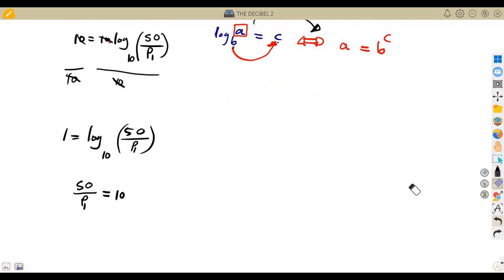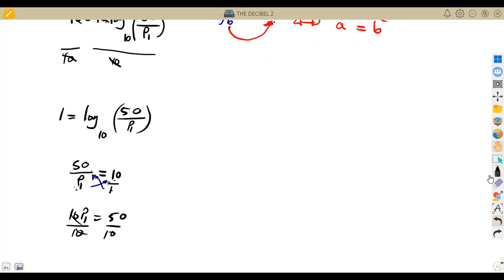So we can simply cross multiply because this is the same as over 1, so that we can solve for P1. By cross multiplying, 10 times P1 is going to be 10 P1, and 50 times 1 is 50. So to find P1, just divide by 10 on both sides. So P1 is going to be 5 in this case.